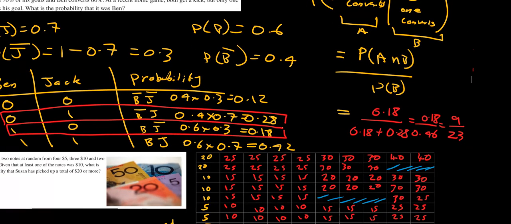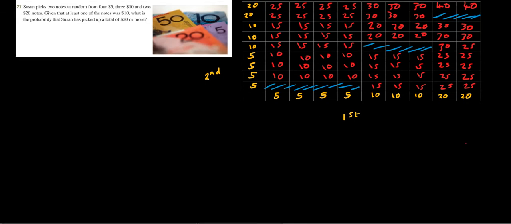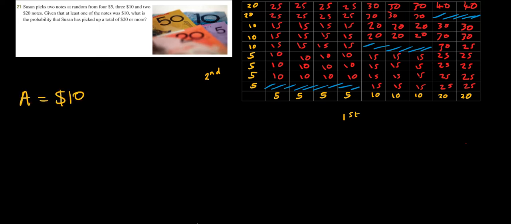Okay, so let's have a go at doing the last one. Let's do it in two ways. The first way, we're just going to use the traditional method, and the second way, we're going to use our sample space. Let's define the two events. Let's say that event A is getting a £10 note, and B is getting 20 or more.